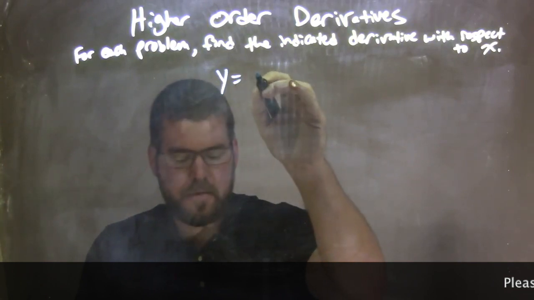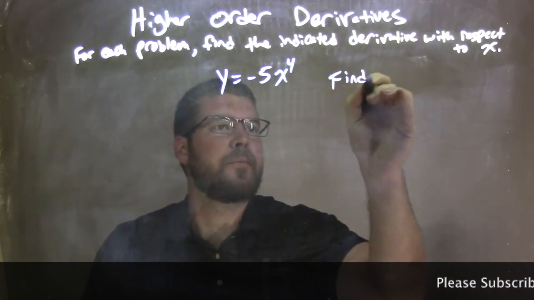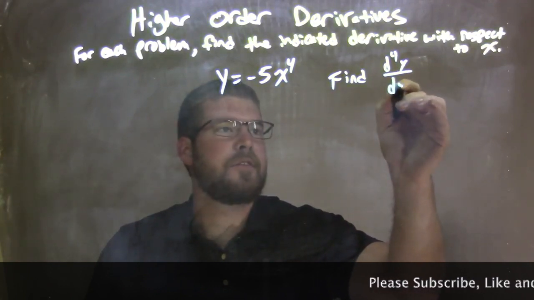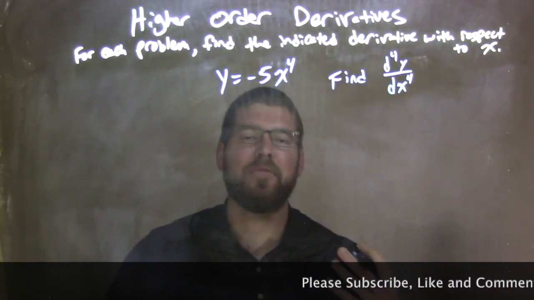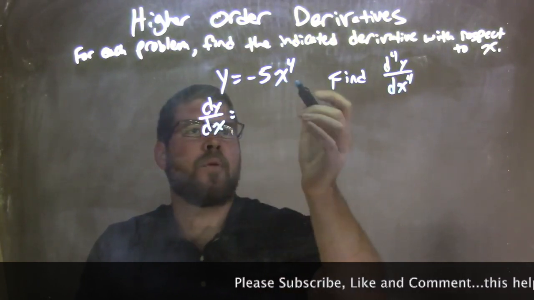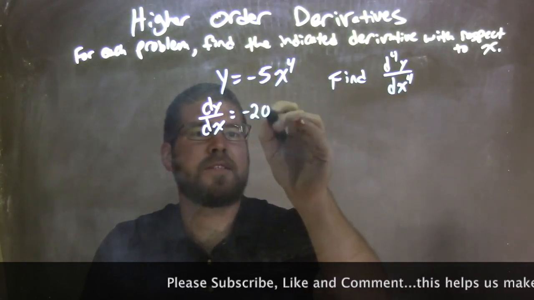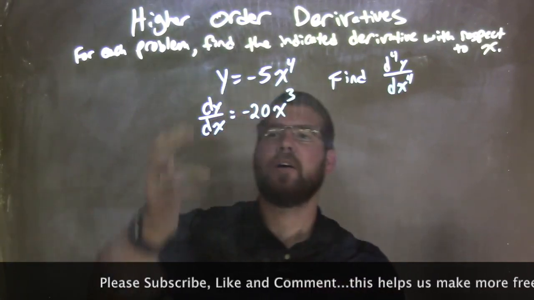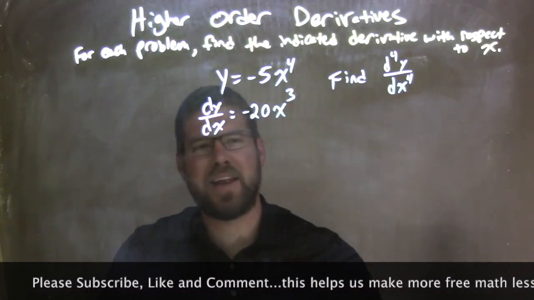Y equals negative 5x to the fourth, and we want to find d to the fourth power y over dx to the fourth. So the fourth derivative here. Well, to get to the fourth derivative, I need to find the first derivative. So dy dx, we use the power rule. 4 comes out, 4 times 5 is 20, so we have a negative 20 here, x to the, subtract the exponent, 4 minus 1 is 3, so our first derivative is negative 20x to the third power. Again, that 4 times 5 gave me that negative 20.